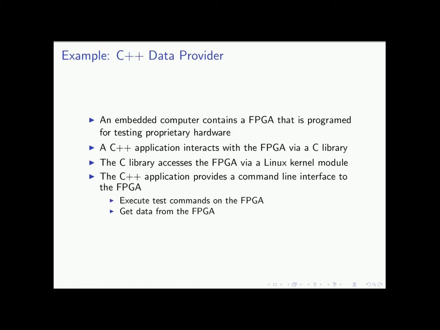Now the C++ application actually interacts with that FPGA via a C library that was written in-house, and the C library accesses the FPGA via a Linux kernel module that was also written in-house. So you can see the layers here, and you can envision the amount of effort it would take to extend that C++ app with, like, a Qt GUI, for example, or how hard it would be to port that to a Windows system, since it's already built into Linux.